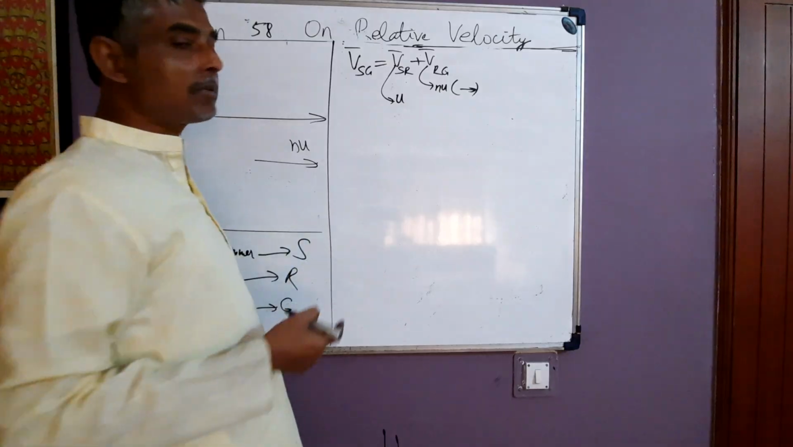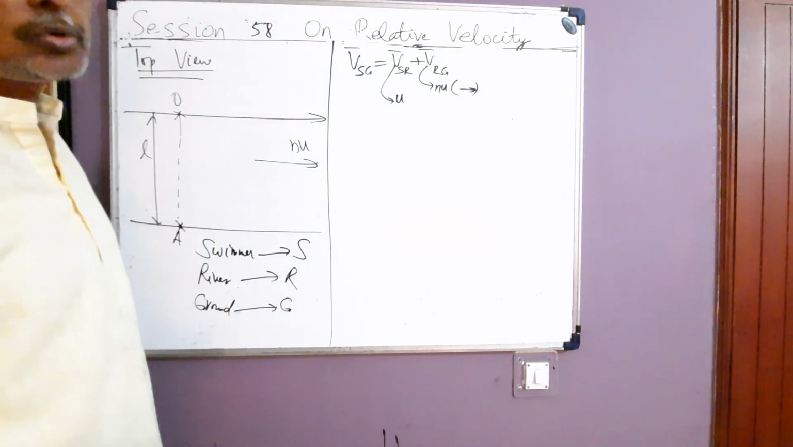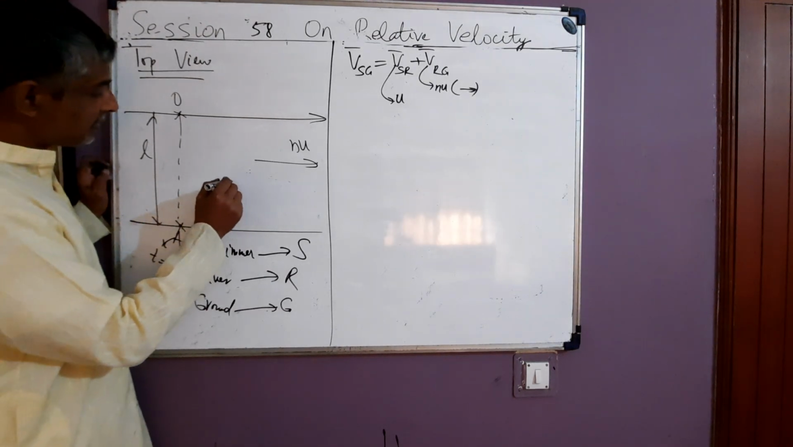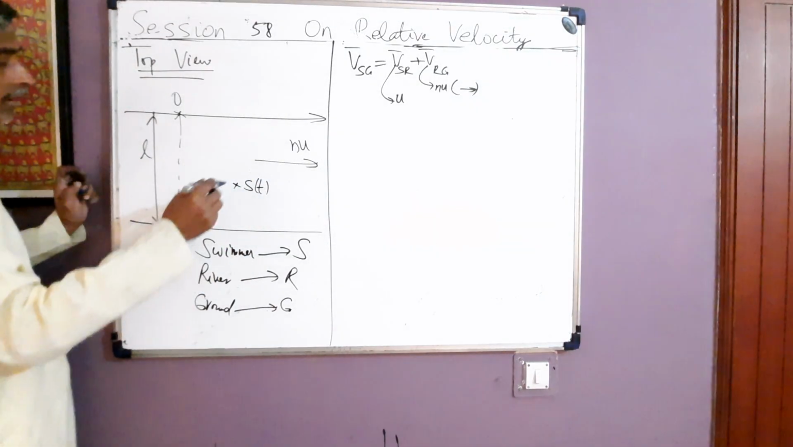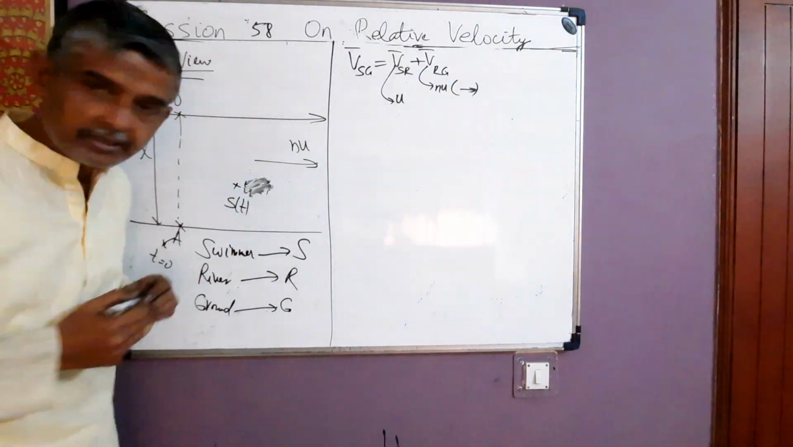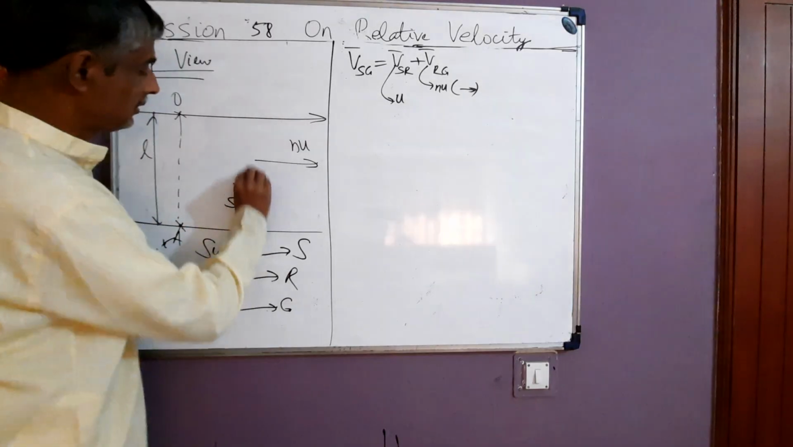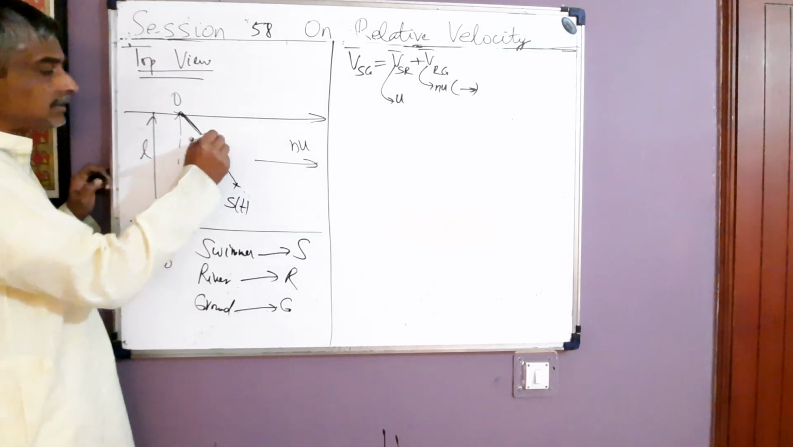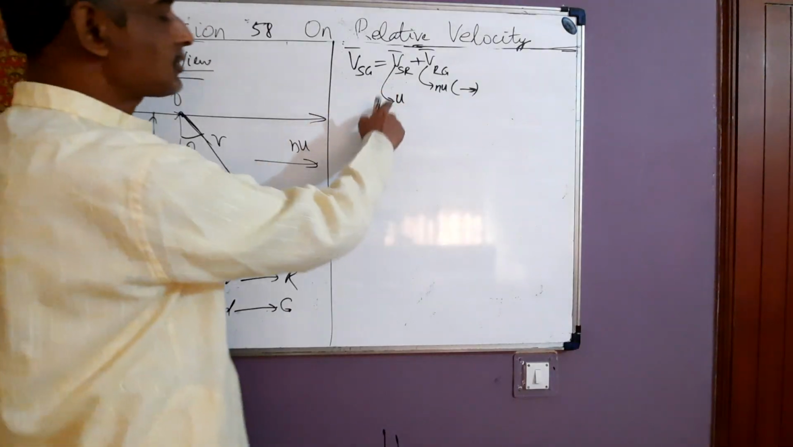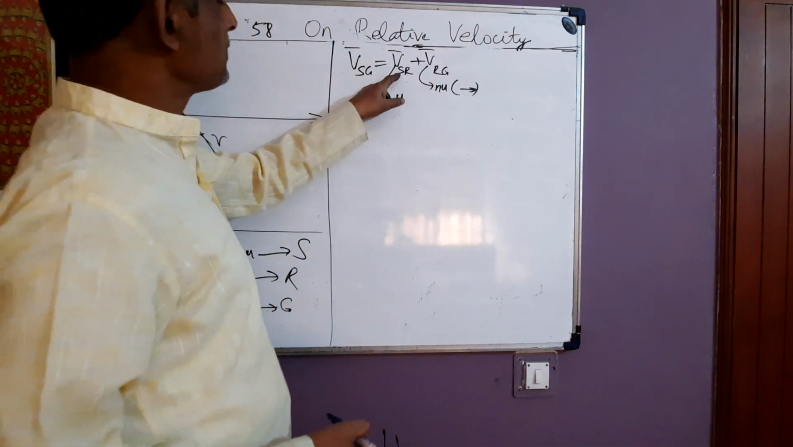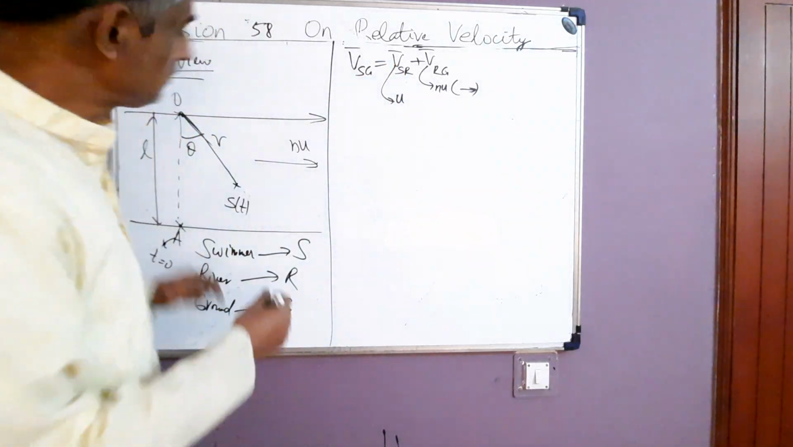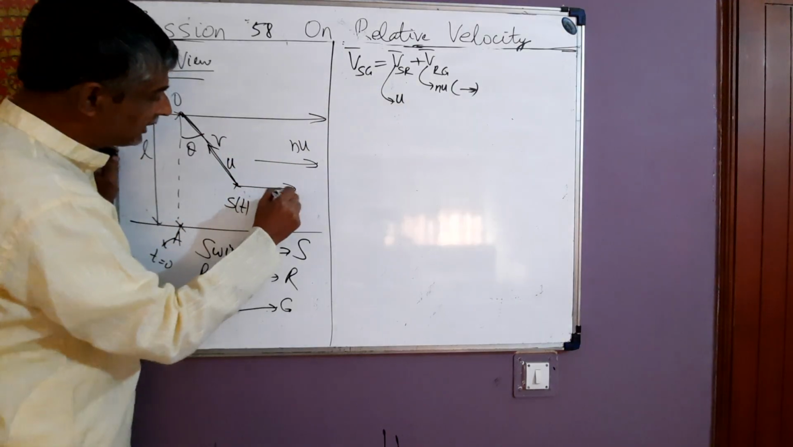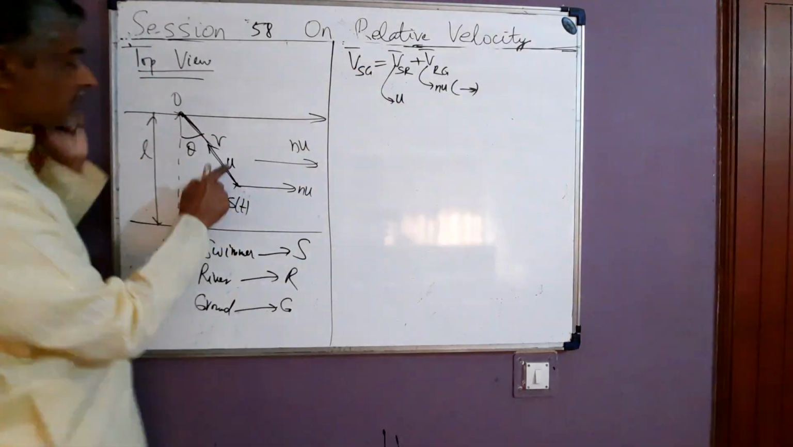VSG denotes the velocity of the swimmer with respect to ground at some arbitrary instant after it begins to swim across the river. Suppose the swimmer is here at time 0. At time t, the swimmer comes somewhere here. Suppose the distance of the swimmer at time t from O is r, and this angle is theta. VSR has a constant magnitude u and is directed towards point O. And VRG is nu towards the eastward direction. The velocity of the swimmer with respect to ground is the vector sum of these two.